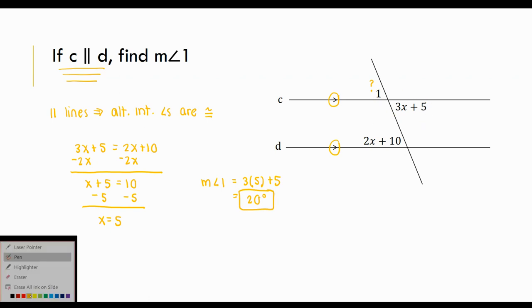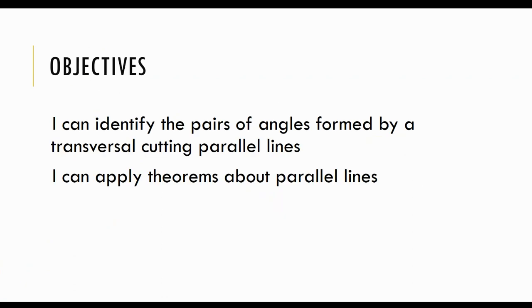Okay, the other way that I could have looked at it is the fact that angle 1 and this 2x plus 10, those are actually corresponding angles. One is exterior, 2x plus 10 is interior, they're on the same side. So that means that with parallel lines, those are congruent. So I could have actually substituted that 5 into the 2x plus 10, and I would have also gotten my 20 degrees. So either way, two different ways to get the same answer. So that's us identifying the pairs of angles formed by a transversal cutting parallel lines and applying theorems about these parallel lines.